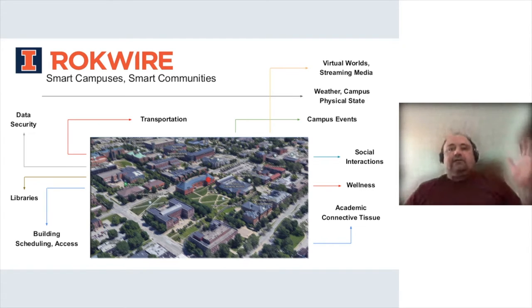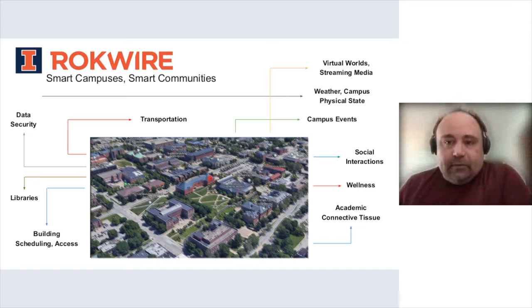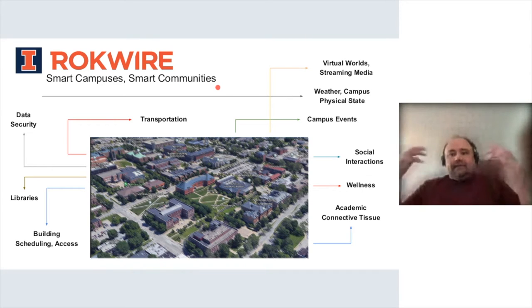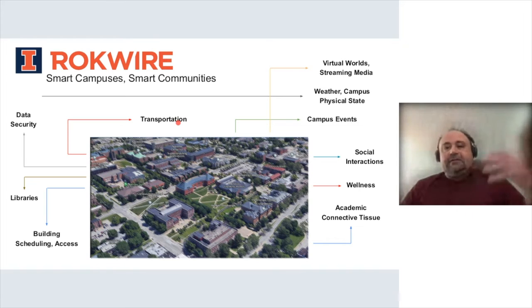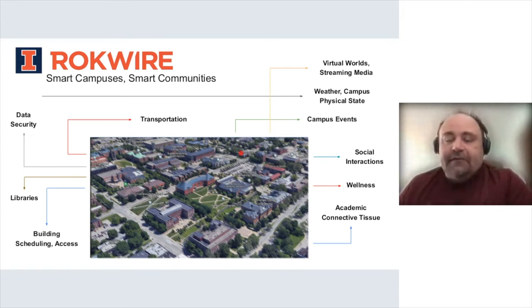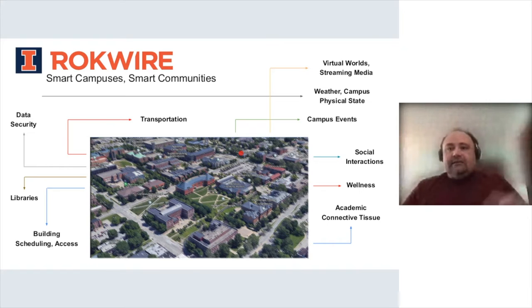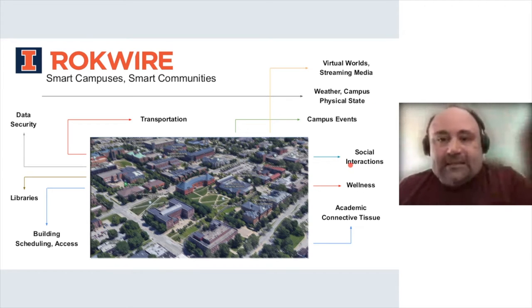But I'm going to move now to Rokwire, which is one of the other things I work on. The idea here is we're building smart campuses and smart communities. It's a mobile app that is modeling the university. The university is a very complex system with a lot of components. You can see the different parts of the university: campus events, data security, libraries, wellness, transportation. Those are all components that have different footprints in the university. So software that incorporates everything in the university is a very complex system, and it's a network of people interacting.